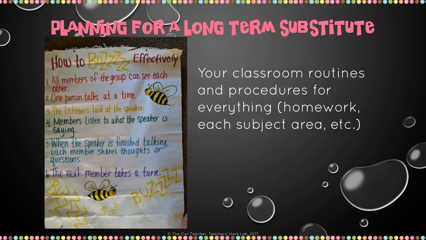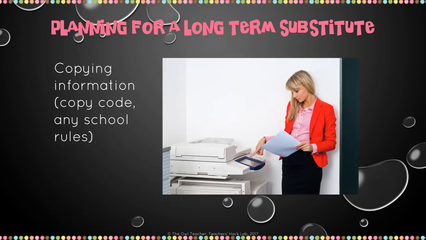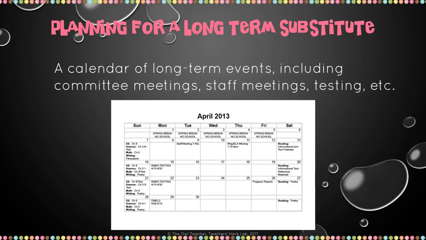You want to explain your classroom routines and procedures for everything, including your homework and each subject area. You want to include your copying information, such as the copy code and any school rules that need to be followed and abided by. And then you want to include a calendar of long-term events, including committee meetings, staff meetings, testing, whatever your long-term sub will have to do or attend while you're away.